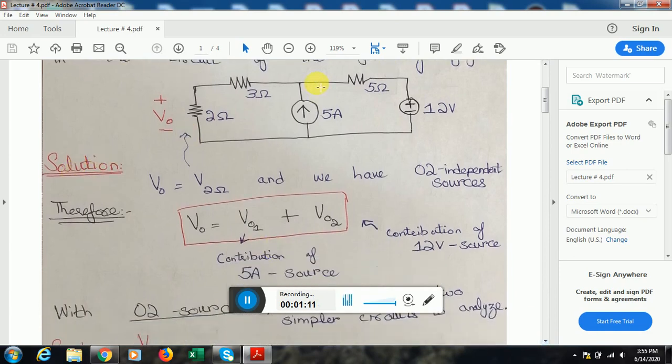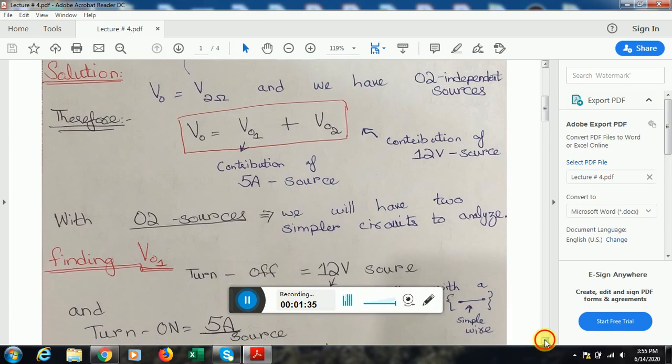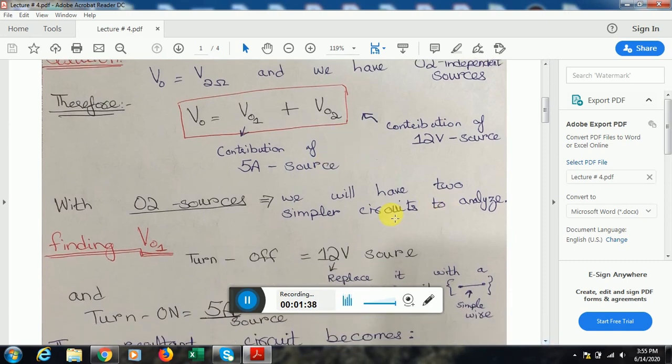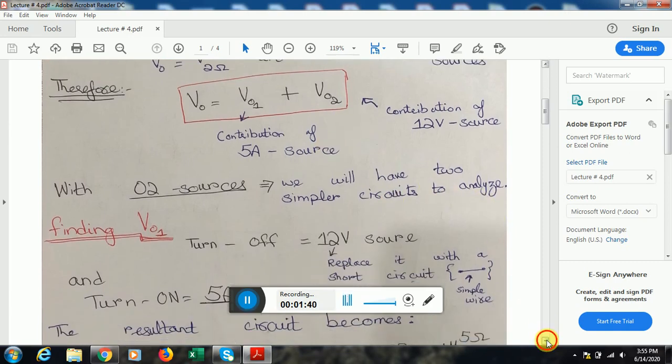So we have to find V0, which is V across the 2 ohm, and we have two independent sources. An independent source is always represented by a circular shape. So what I have to do is find V01, which would be the effect of the 5 ampere source, and then find V02, which is the effect of this 12 volt voltage source. So with two sources we'll be having two simpler circuits. One source is on and the other source is off.